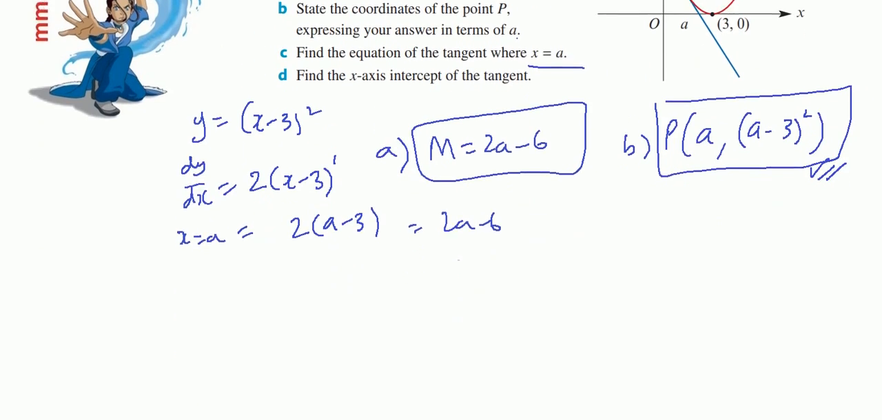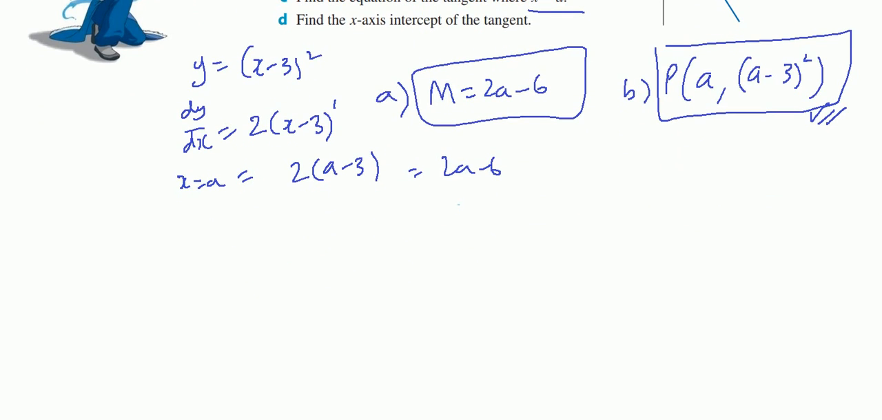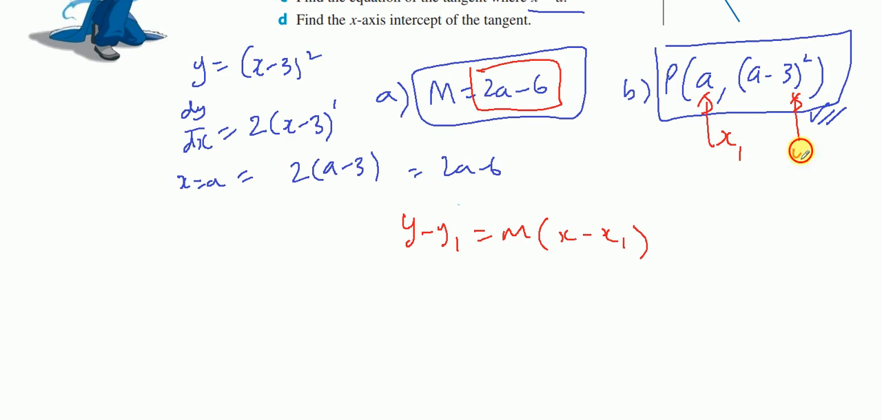Okay, so I can use the y minus y1 equals m(x minus x1) rule, because this is m, this is x1, and this is y1. So I'm going to have y minus (a minus 3) squared equals (2a minus 6) times (x minus a).